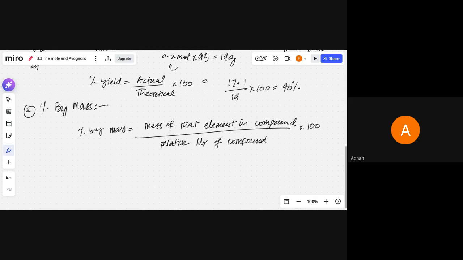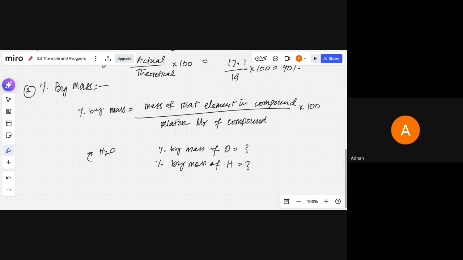Okay, so now the question says, calculate the percentage composition by mass of hydrogen and oxygen in H2O. So we have a molecule H2O, and what is the percentage composition by mass of oxygen in this compound, and what is the percentage composition by mass of hydrogen in this compound.